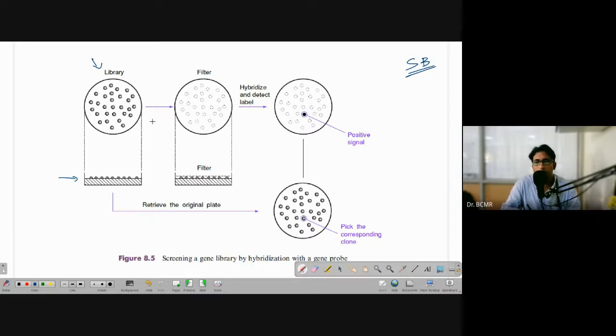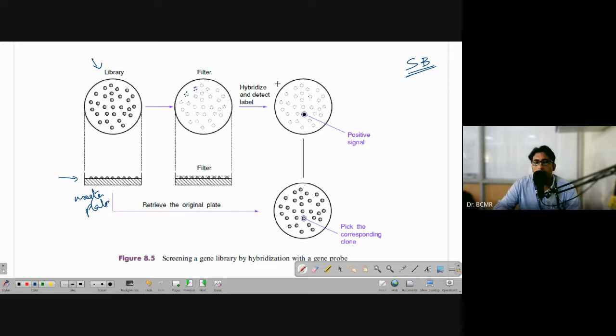Now you put a filter on top of it, something like this. You touch it, and you remove, something like replica plating, it is blotting also, right? On the filter, you will have these spots, each of them representing the colony that is present on the master plate. You can think of this as the master plate.